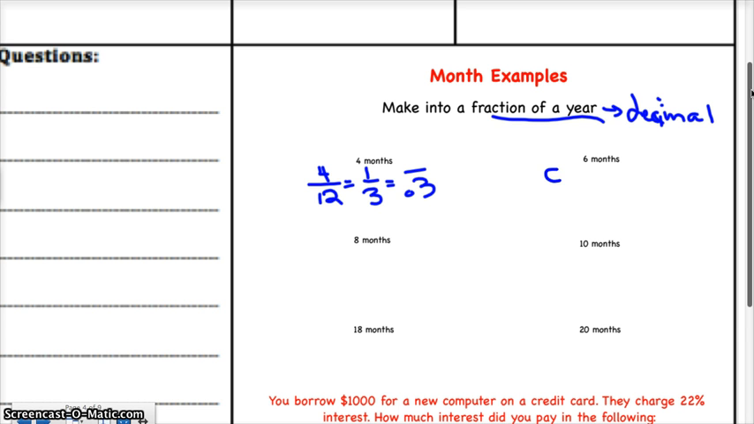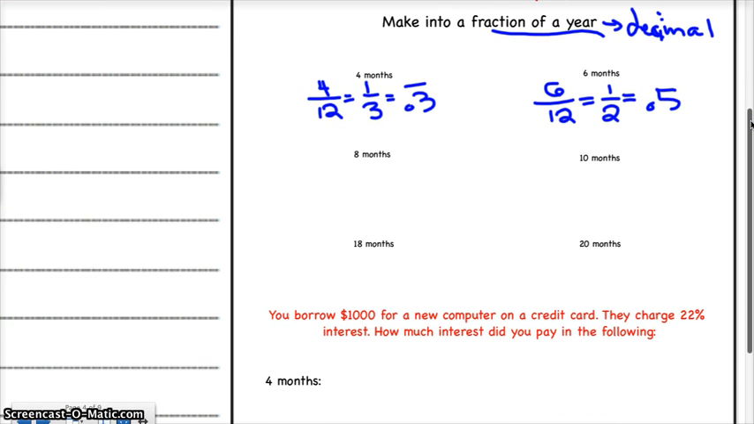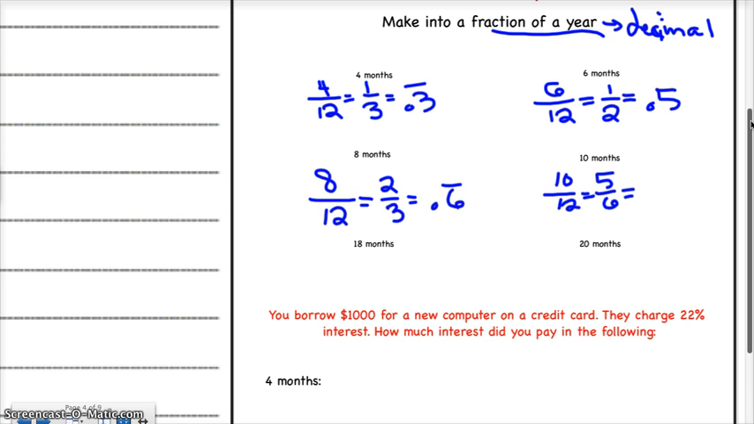6 months is 6 out of the 12 months, which is a half of a year, which is 0.5. 8 months is 8 out of the 12 months, right? Which is 2/3, which is 0.6 repeating. And 10 months. 10 out of the 12. 5 out of the 6. I have no idea what that is as a decimal. 0.83 repeating. Just repeat the 3.